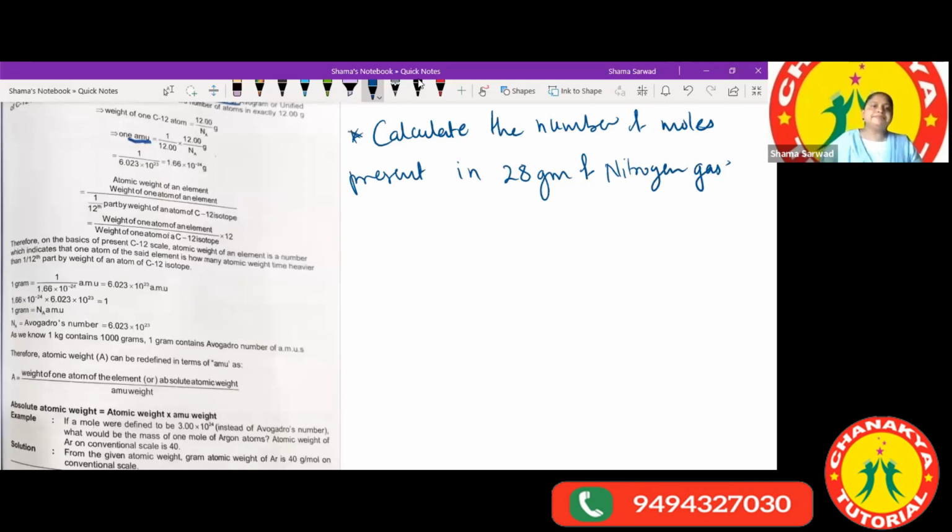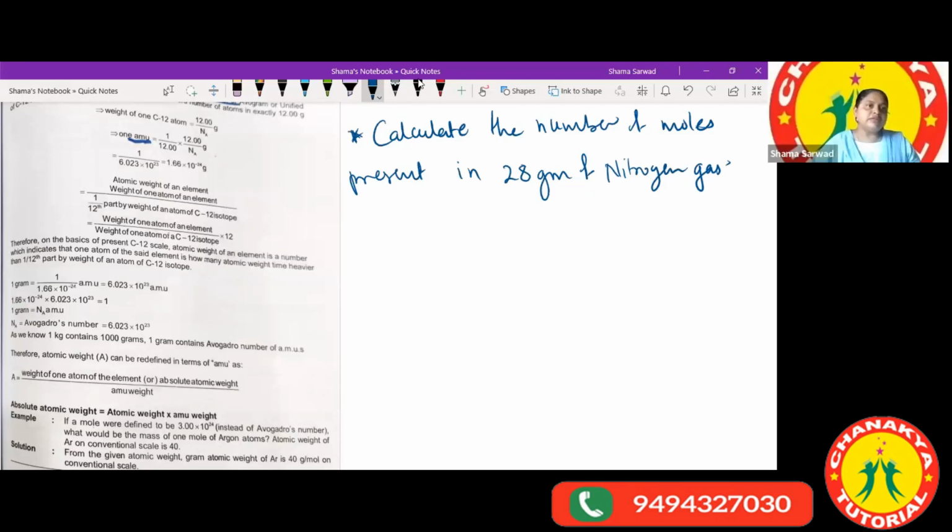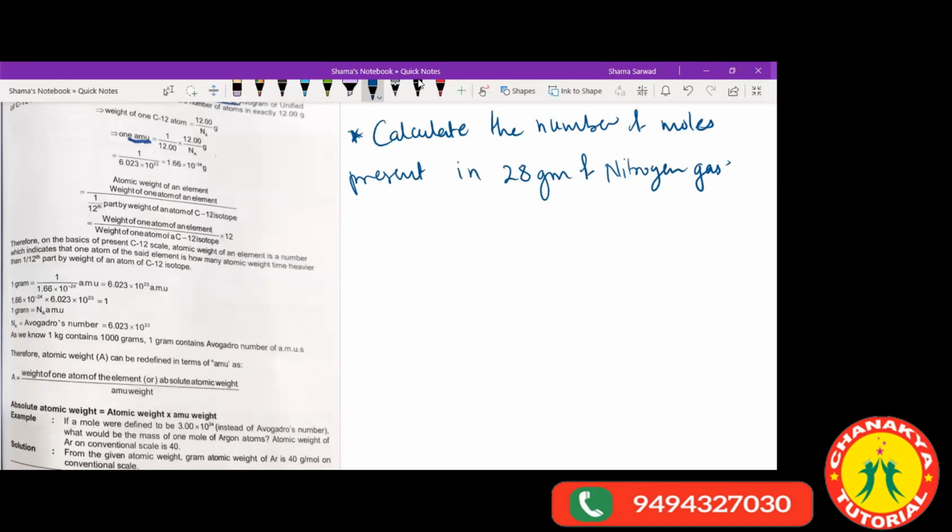Can you do this? 2 moles. Dhatri, Vedika, Pritam, if you face any problem, please speak up so I can help you.